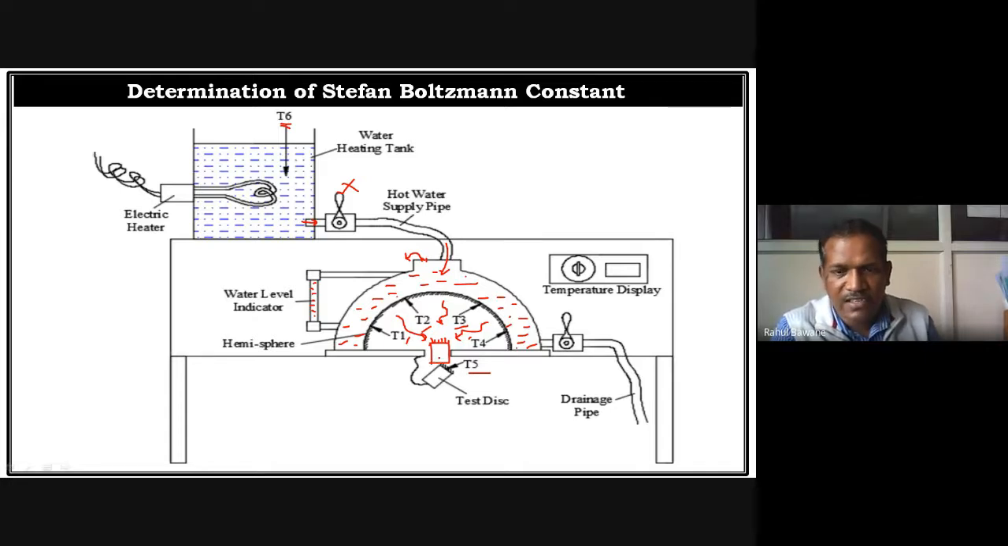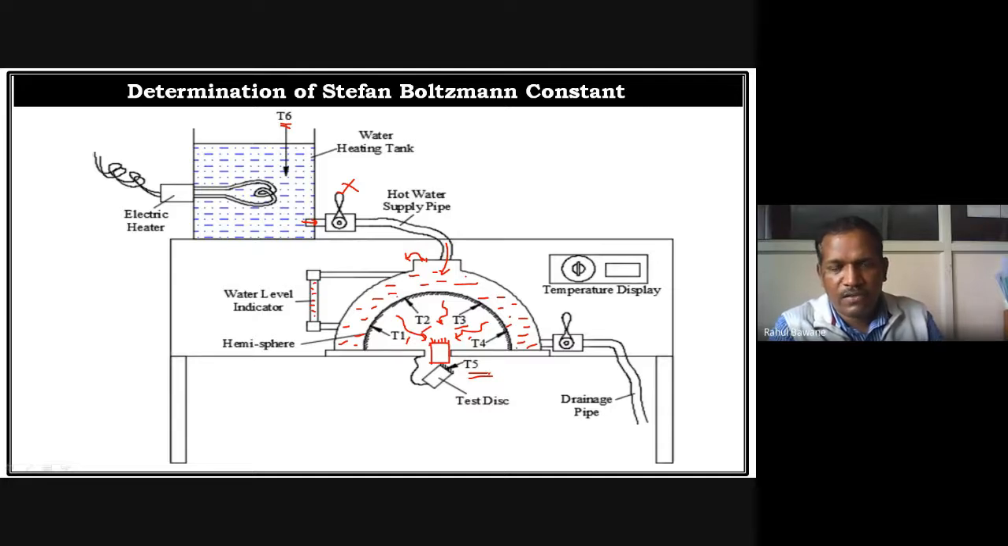As soon as we insert it, we have to start the stopwatch, and after each 10 seconds we have to note down the T5 temperature. Before inserting, suppose it is 20 degrees centigrade. After inserting, we start our stopwatch, and after each 10 seconds we monitor the value of T5. No doubt, as time goes on, our test disk temperature will increase. So we have to note down 4 to 5 temperatures for T5.